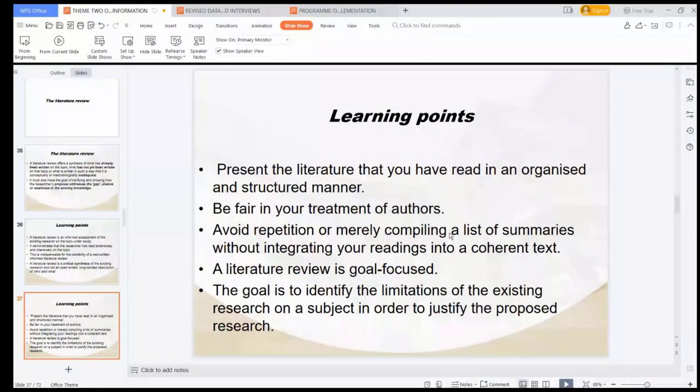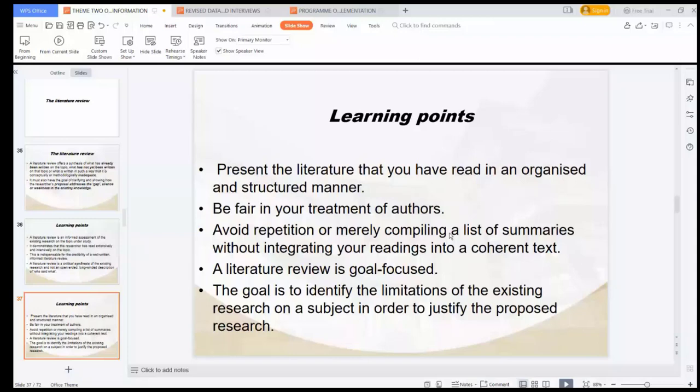Now, these are the learning points. It says, present the literature that you have read in an organized and structured manner. Be fair in your treatment of authors. In other words, you cite them correctly, you don't misquote them, and you don't use their statements without acknowledging their contribution. That is why there is a style and a requirement that any statement that you mention must show where it comes from.